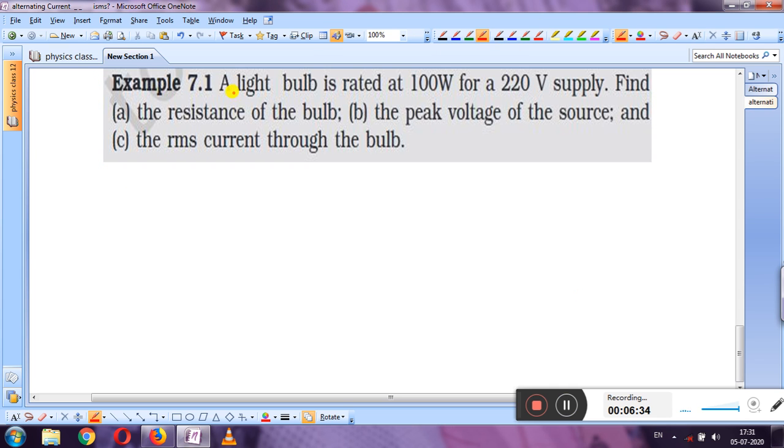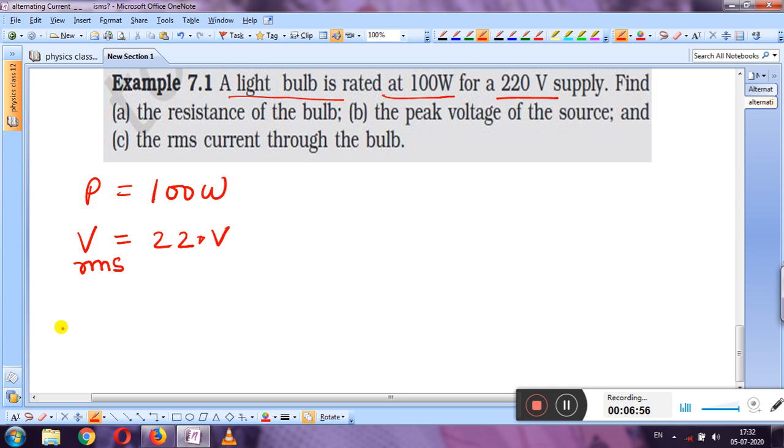What is the numerical? A light bulb is rated at 100 watt. So in watt it is given, it must be power. Power is equal to 100 watt for a 220 volt. Now wherever 220 volt will be given, remember children, it will be Vrms. This will be the root mean square value of voltage. So what do we have to find out here? We have to find out the resistance of the bulb. Very easy question it is.